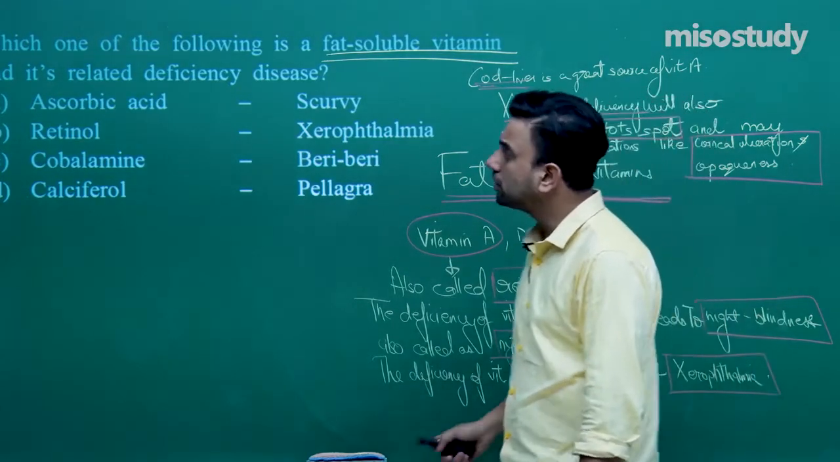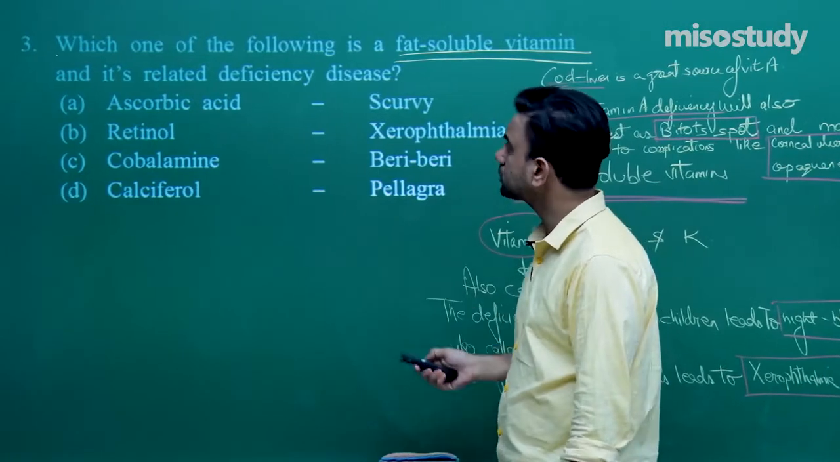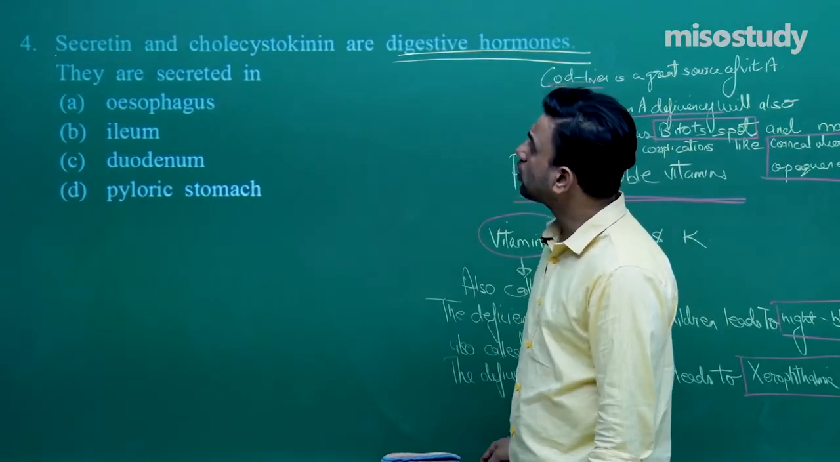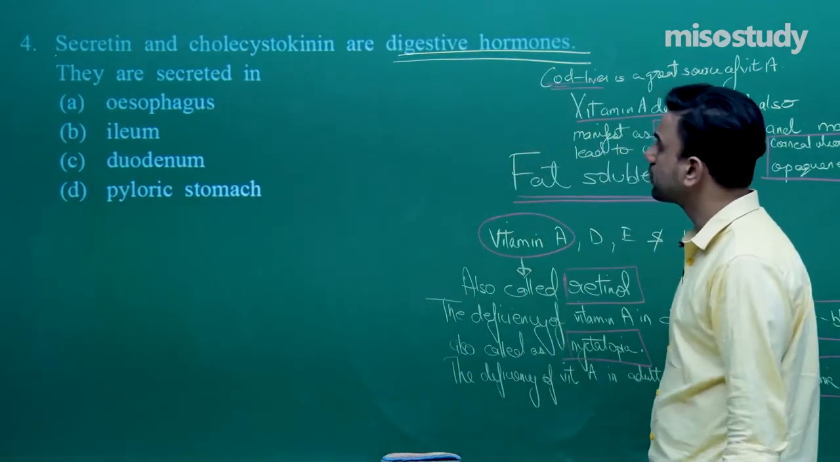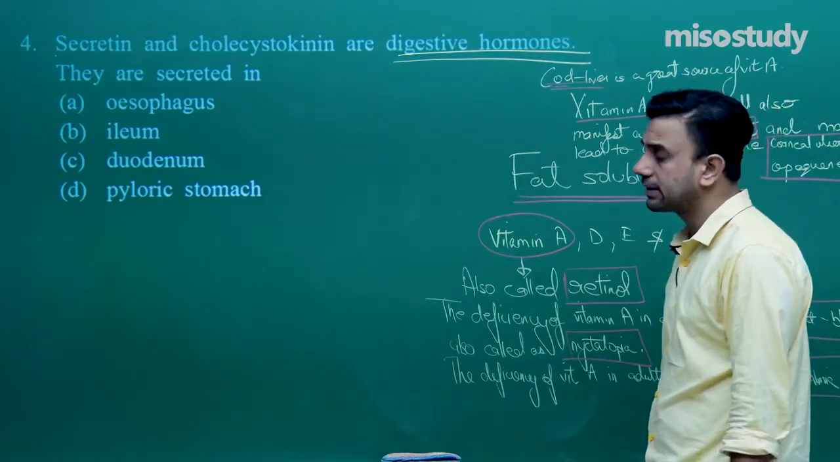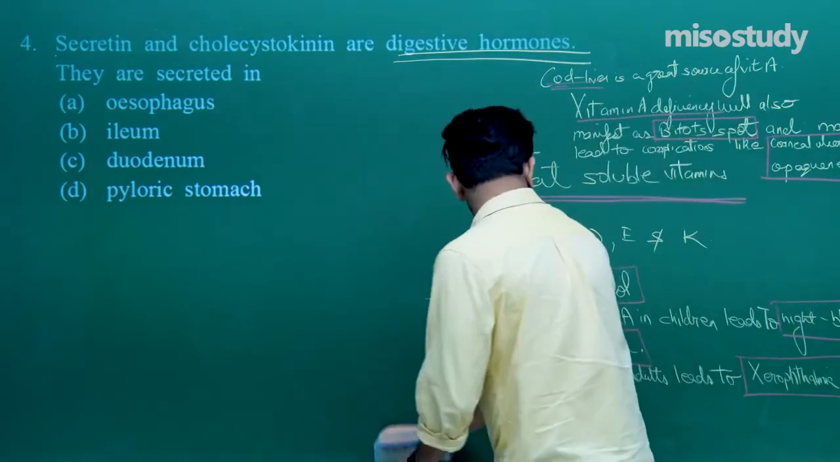So now we move on to the next question. Secretin and cholecystokinin are digestive hormones that are secreted. Where are they secreted?